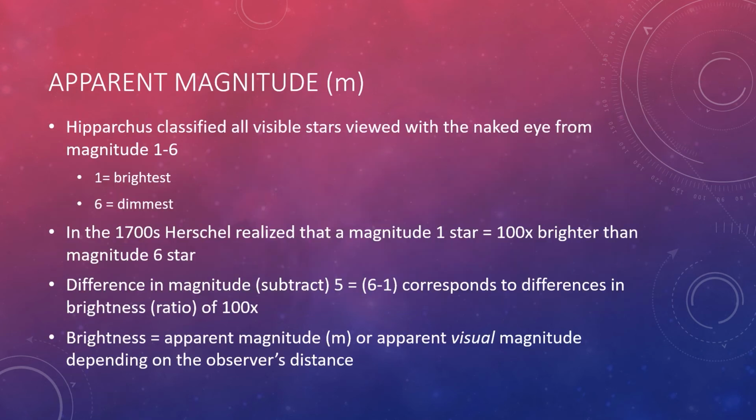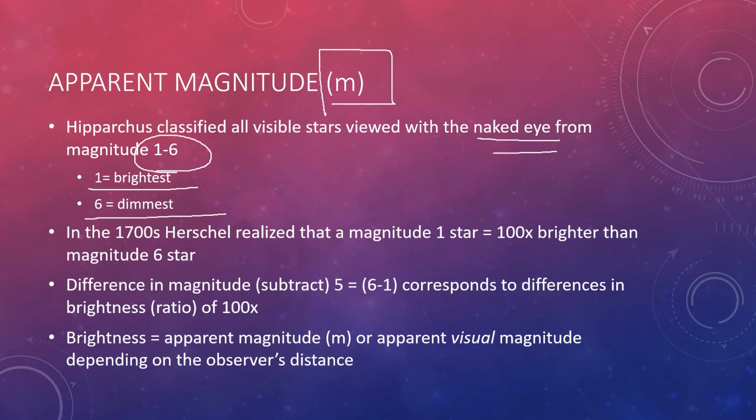And this is where apparent magnitude, which we are going to know as little m, and this is where Hipparchus comes back. Hipparchus classified all visible stars viewed with the naked eye from a magnitude 1 to 6, with 1 being brightest and 6 being dimmest. In the 1700s, Herschel realized that a magnitude 1 star is 100 times brighter than a magnitude 6 star. And so the difference in magnitude is 5, because 6 minus 1, which corresponds to a difference in brightness ratio of 100 times. Brightness is then apparent magnitude or apparent visual magnitude because it depends entirely on the observer's distance.